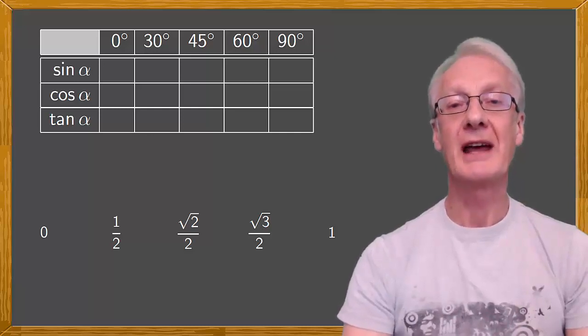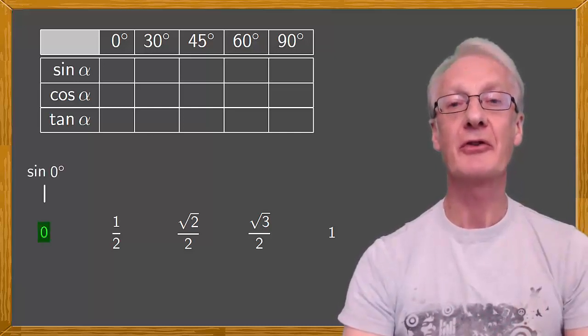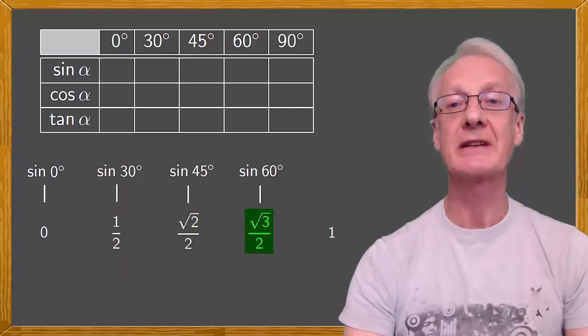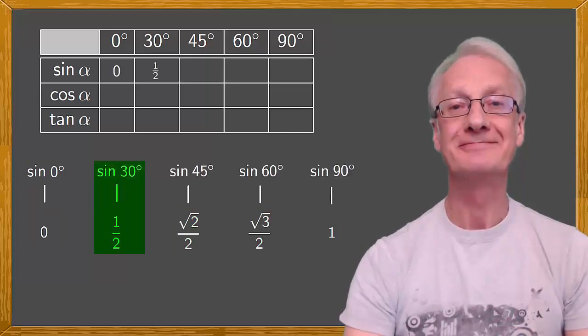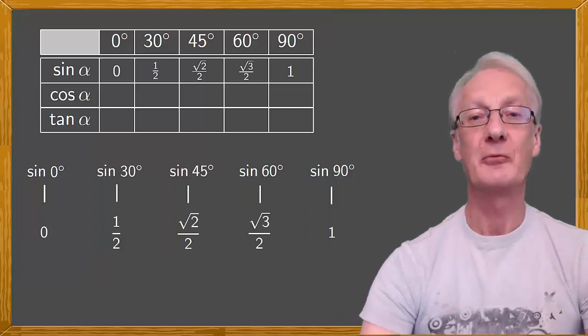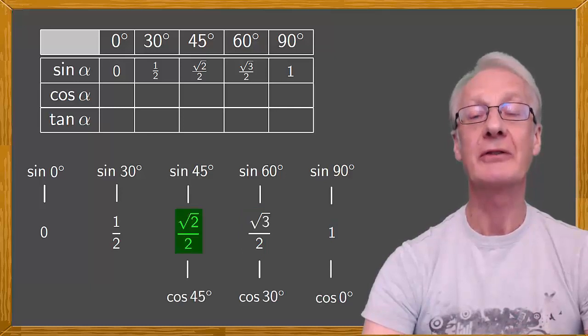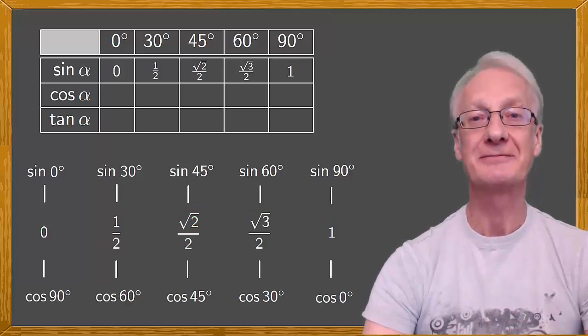So from the left to the right we have the sine of 0, 30, 45, 60 and 90 degrees, and we'll put these values in the table. And from right to left we also have the cosine of 0, 30, 45, 60 and 90 degrees.